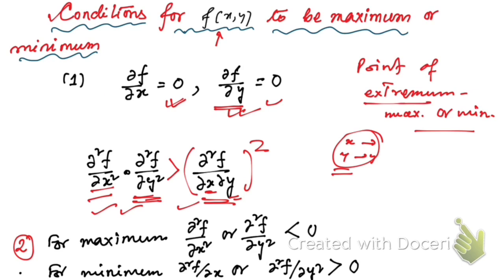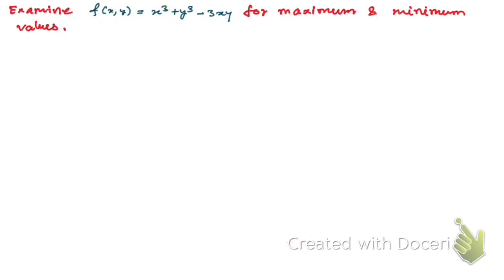Now, this point of extremum is a point of maximum or minimum. How do we determine that? Again, putting the values of x and y here in this one or this one, if we get a value less than 0, then it is a point of maximum. If we get a value greater than 0, then it is a point of minimum. So let me give you an example so that you can better understand. Now let's solve these questions.